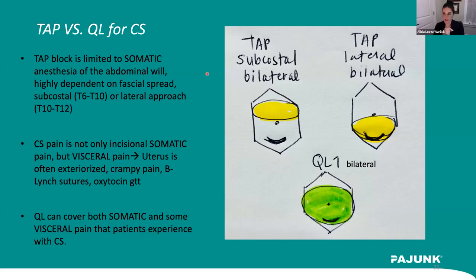So a TAP block is limited to the somatic anesthesia of the abdominal wall, right? The front part of the abdominal wall is the incisional pain.